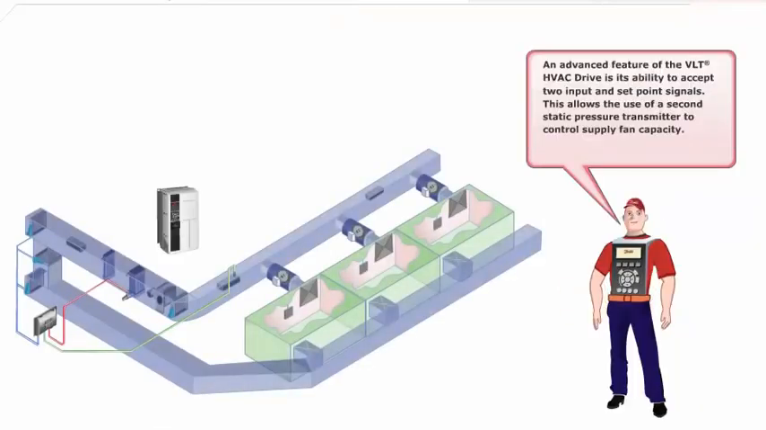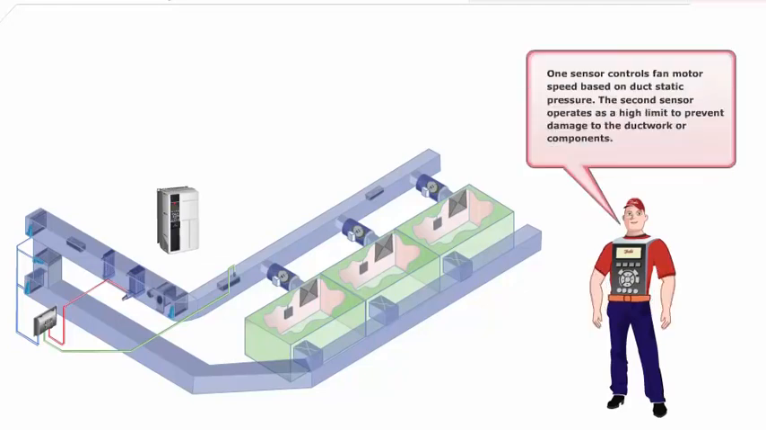An advanced feature of the VLT HVAC drive is its ability to accept two input and set point signals. This allows the use of a second static pressure transmitter to control supply fan capacity. One sensor controls fan motor speed based on duct static pressure. The second sensor operates as a high limit to prevent damage to the ductwork or components.